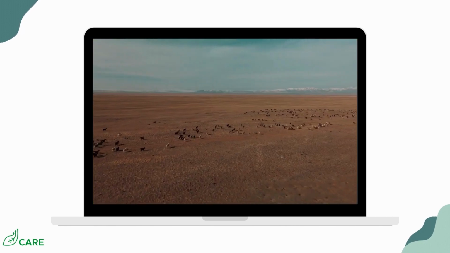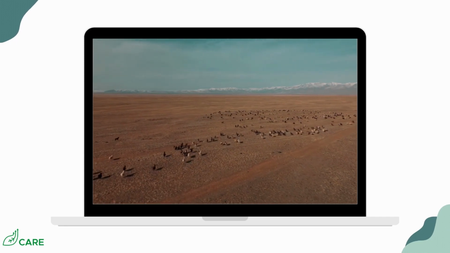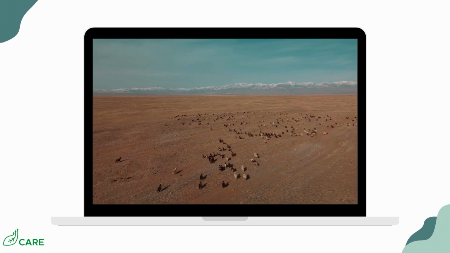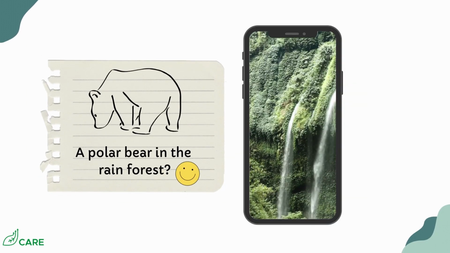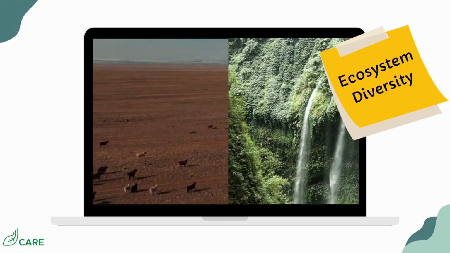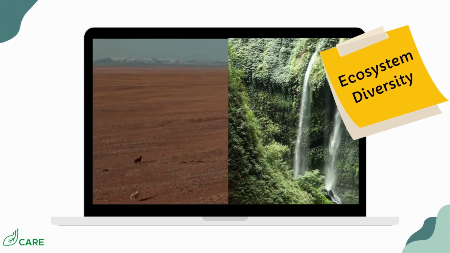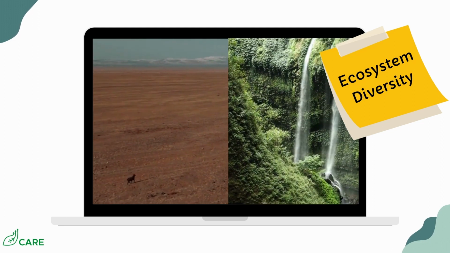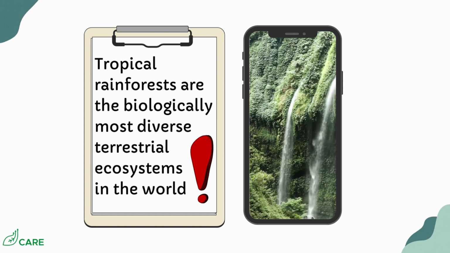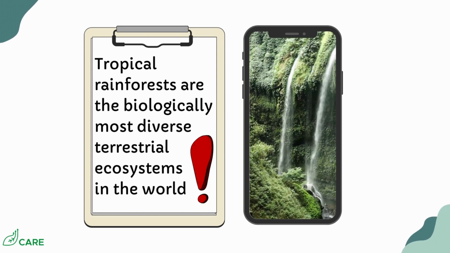But the species you come across in the forest will be very different than the species you would find in a desert or in the polar region. For example, you wouldn't see a polar bear in the rainforest. This type of comparison of the species across different ecosystems allows us to measure the biodiversity at ecosystem level. Did you know that the tropical rainforests are the biologically most diverse terrestrial ecosystems in the world?